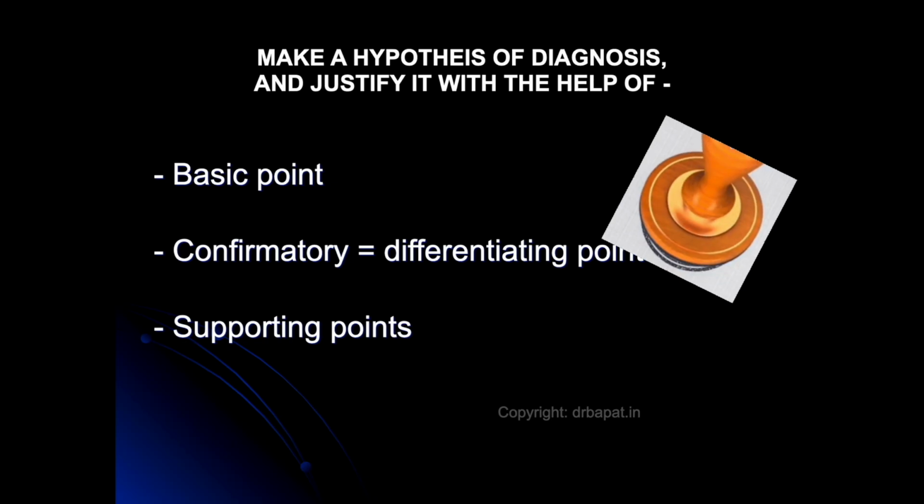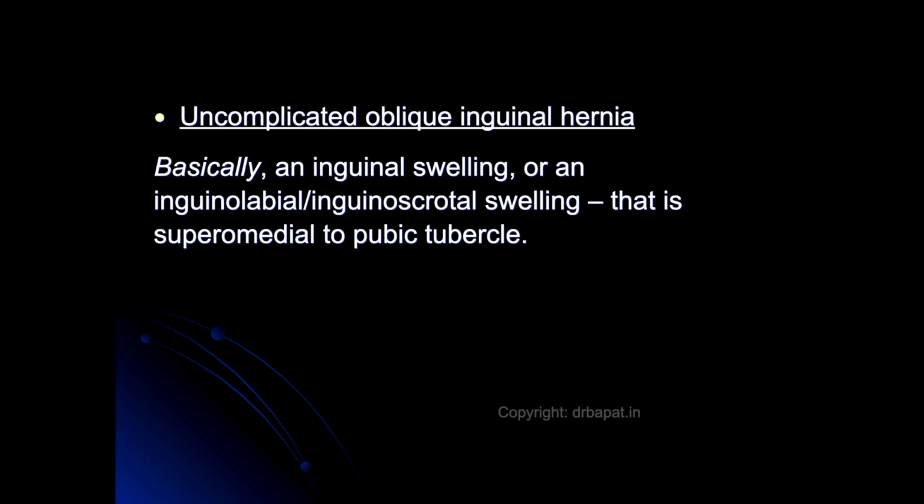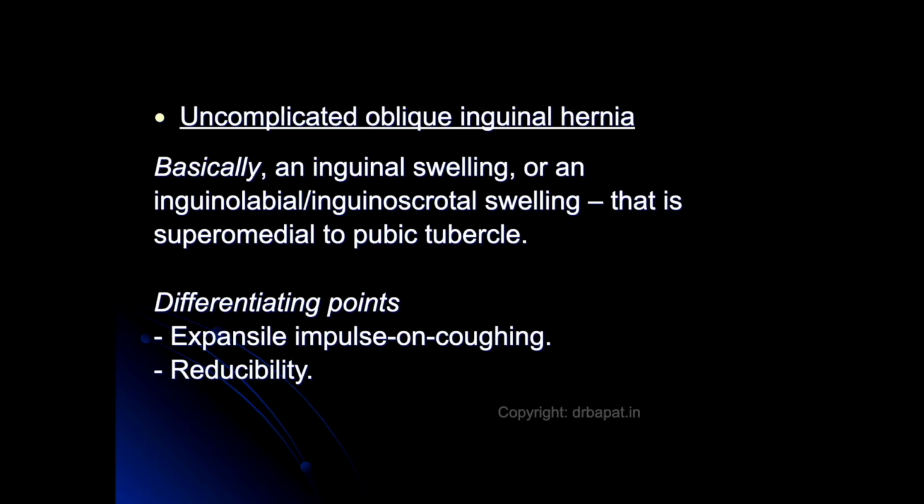Now I will give you a practical demonstration of how to justify the diagnosis. If you submit the diagnosis as uncomplicated oblique inguinal hernia, how will you justify it? Well, because basically an inguinal swelling or an inguinolabial or inguinoscrotal swelling that is superomedial to pubic tubercle, and the differentiating points are the swelling exhibits expansile impulse on coughing and it is reducible.